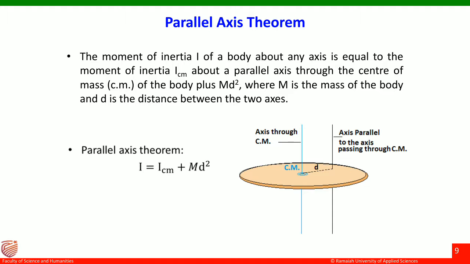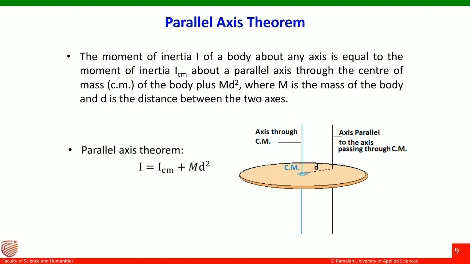Let me represent it as ICM, as given in the formula in this slide. ICM, with suffix CM, is defined as the moment of inertia about the axis which is passing through the center of mass. And now, for some particular reason, I need to find the moment of inertia about another axis which is not passing through the center of mass, but is parallel to the axis which is passing through the center of mass.